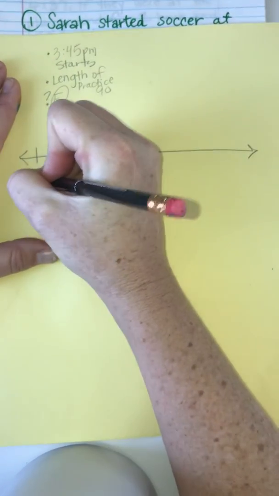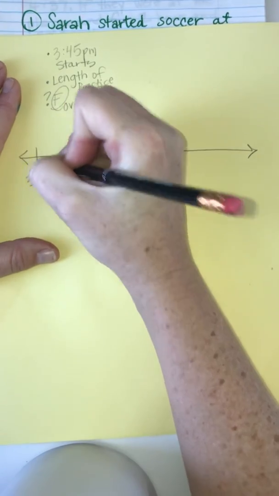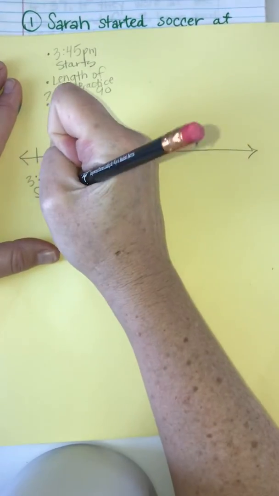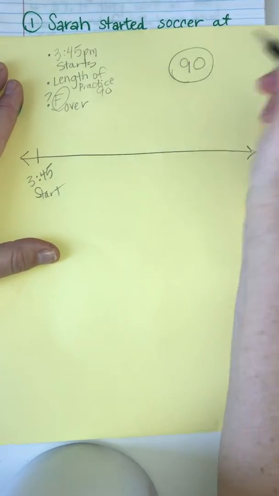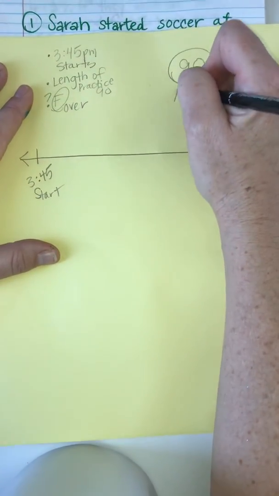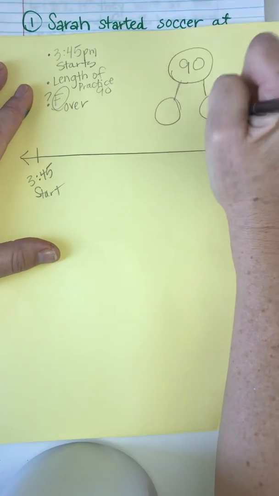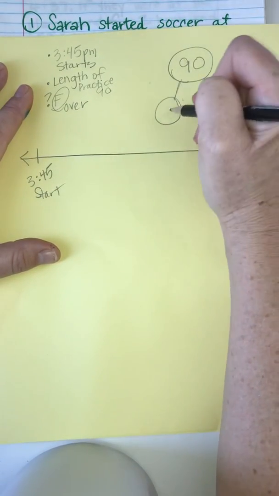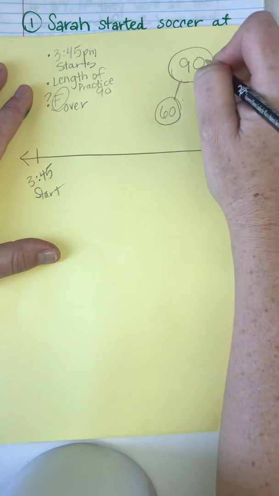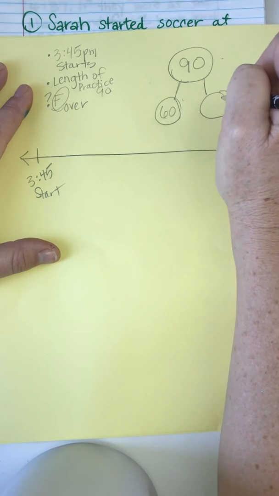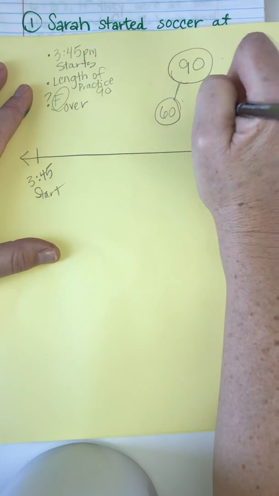I'm going to go ahead and start with the time it started, and I'm going to label that S for start. And now I'm going to take a number bond to take that 90 minutes and make it into jumps that I am comfortable with. So let's see, what are two numbers that add to 90? I know 60 minutes, and then 90 minus 60 is 30 more minutes.